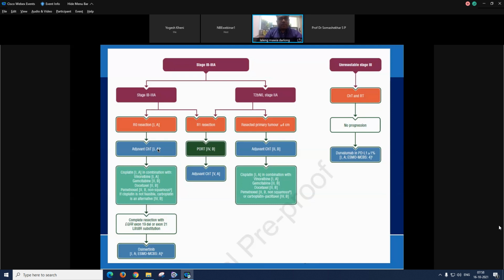For R1 resection, presently we have PORT, and PORT should be given along with adjuvant chemotherapy. And the new one that we have now is that for patients who are completely resected with EGFR mutation in exon 19 deletion and exon 21 L858R mutation, these are the candidates who can receive adjuvant osimertinib. We have the DFS data at the present time, though we don't have the OS data of osimertinib, but it has shown commendable results in terms of giving a disease-free survival as well as preventing CNS recurrence.